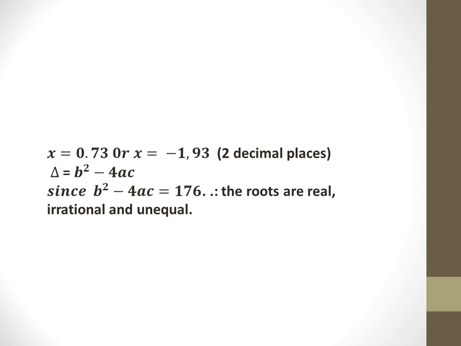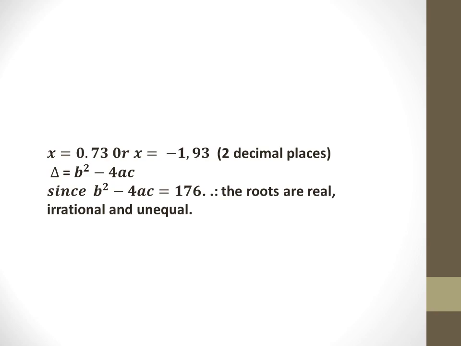So the nature of root: we are going to have delta is equal to b to the power 2 minus 4ac. And the value of b to the power 2 minus 4ac is 176. So therefore, the square root of 176 is not a perfect square. And since the number is not a perfect square, the number is what? An irrational number.